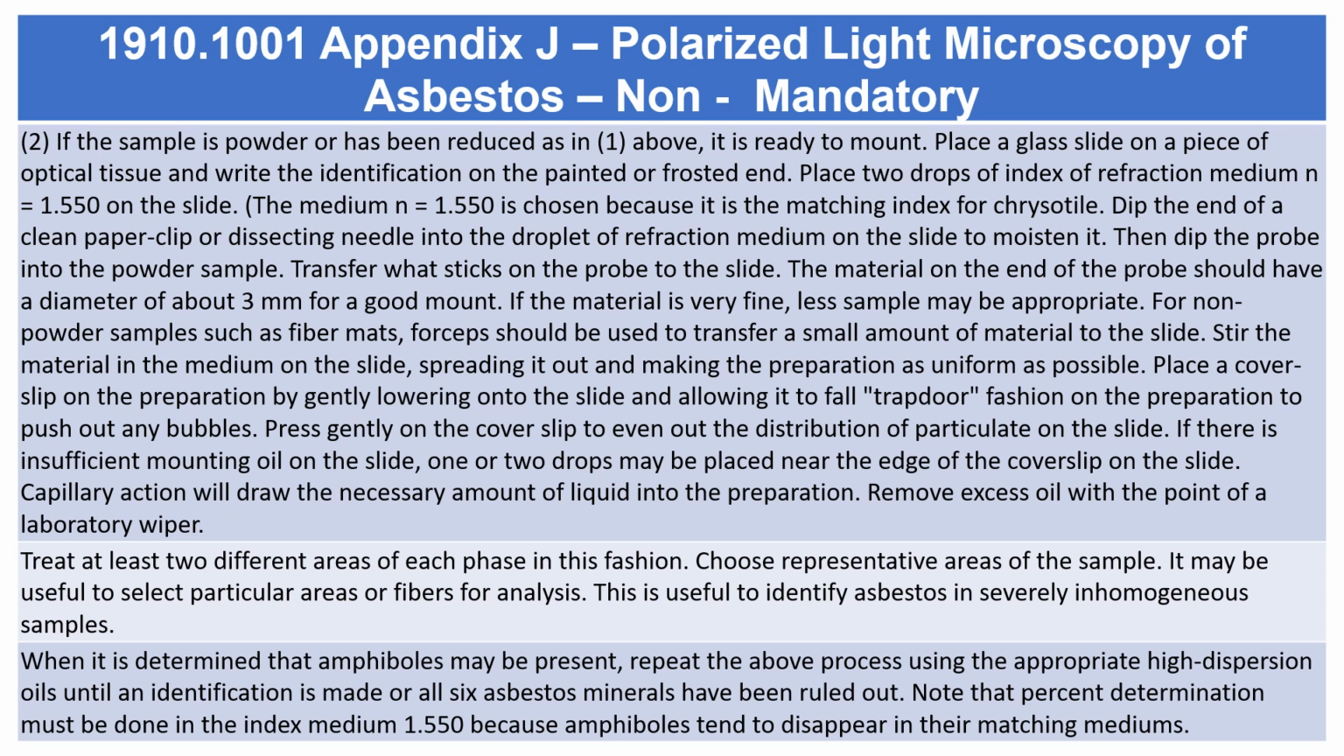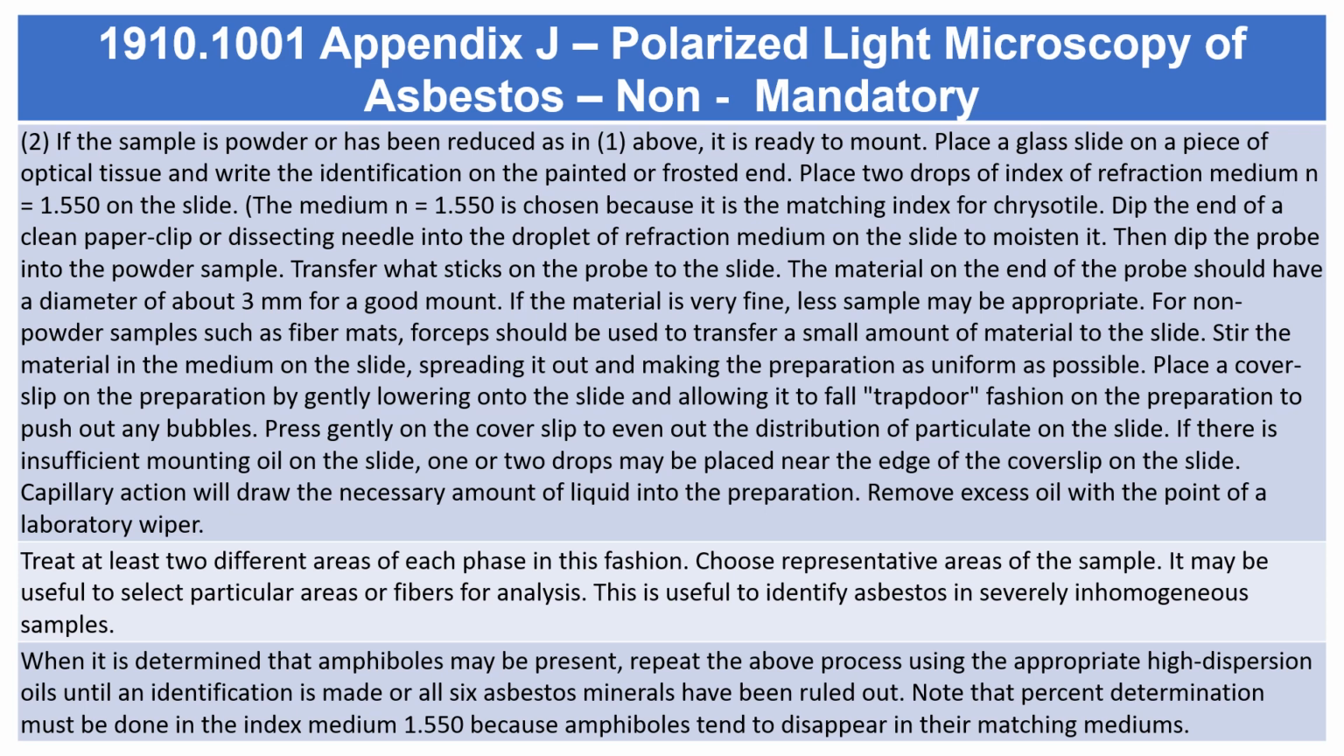For non-powder samples such as fiber mats, forceps should be used to transfer a small amount of material to the slide. Stir the material in the medium on the slide, spreading it out and making the preparation as uniform as possible. Place a cover slip on the preparation by gently lowering it onto the slide and allowing it to fall trapdoor fashion on the preparation to push out any bubbles. Press gently on the cover slip to even out the distribution of particulate on the slide.